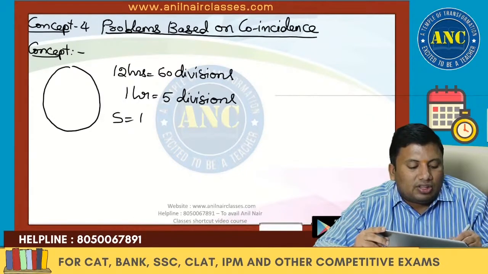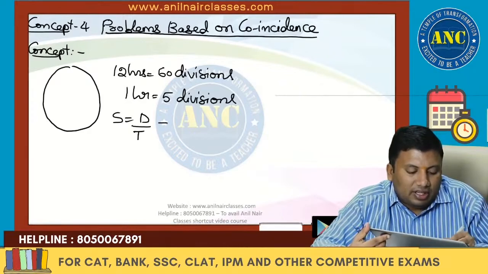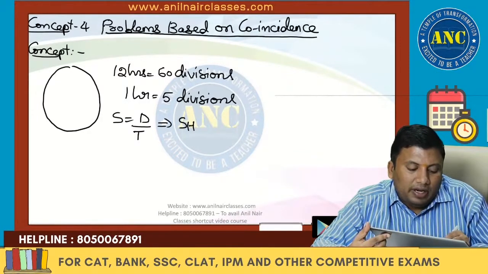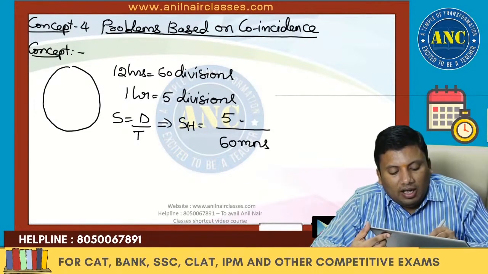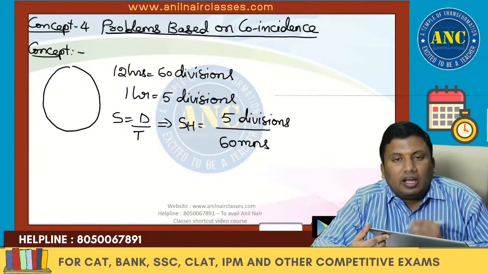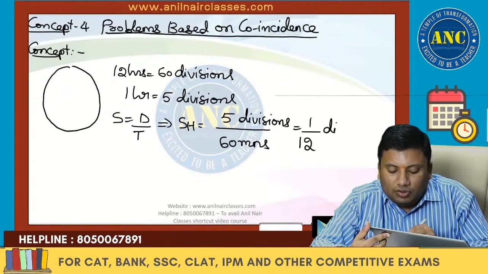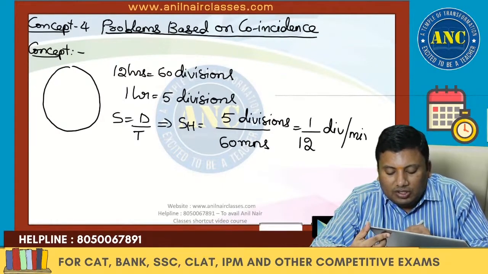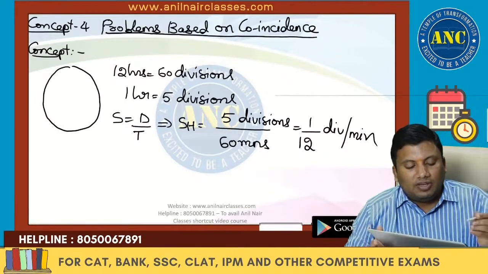Speed is nothing but distance by time. Speed of the hour hand: 1 hour is nothing but 60 minutes. In 1 hour, the hour hand will go 5 divisions. This is nothing but 1/12 division per minute. Speed in terms of divisions per minute is 1/12 division per minute.